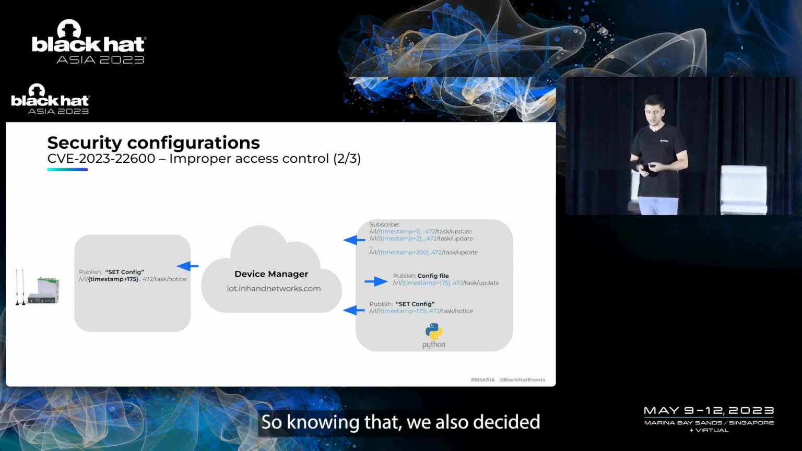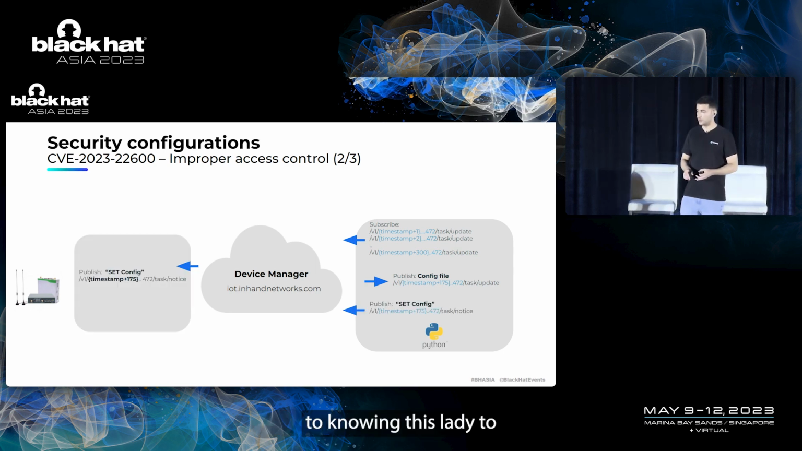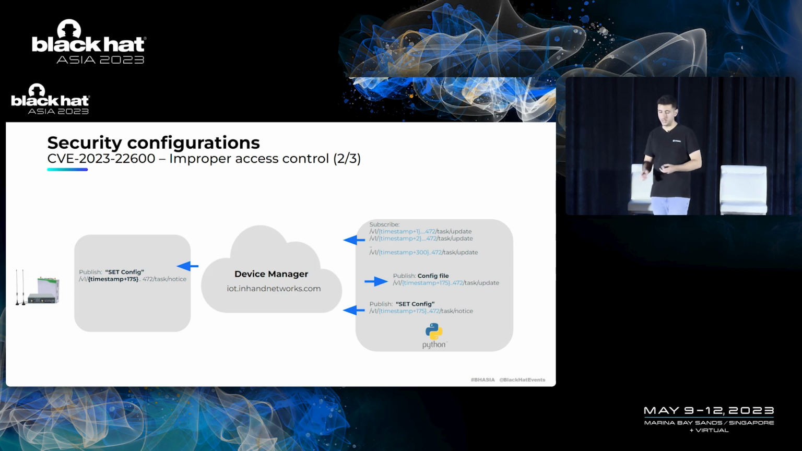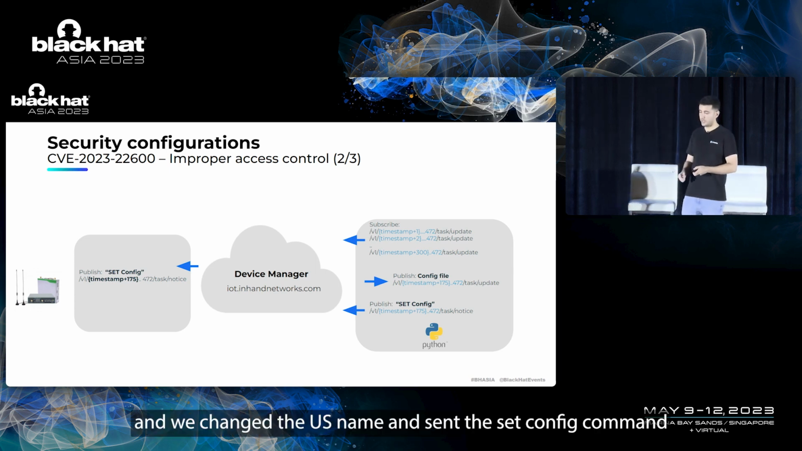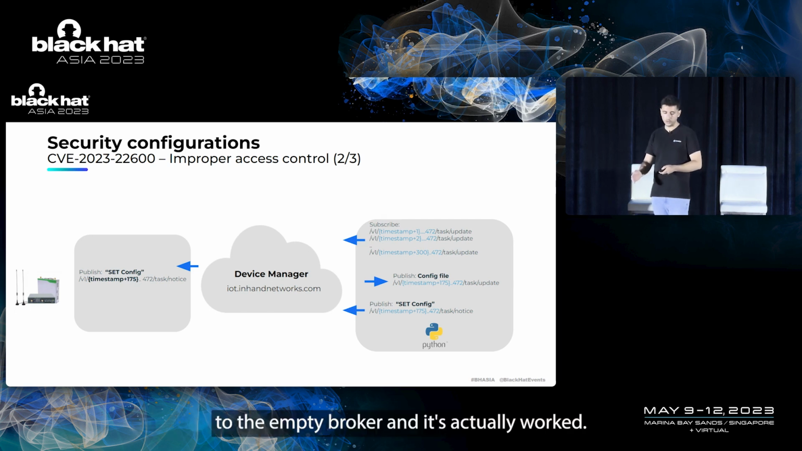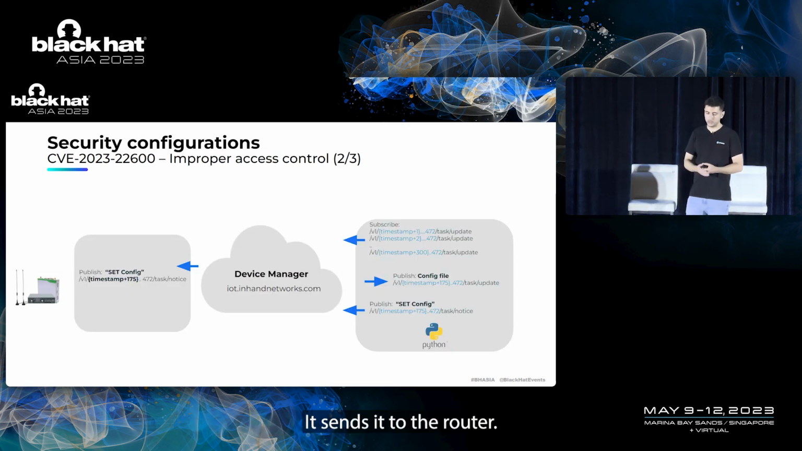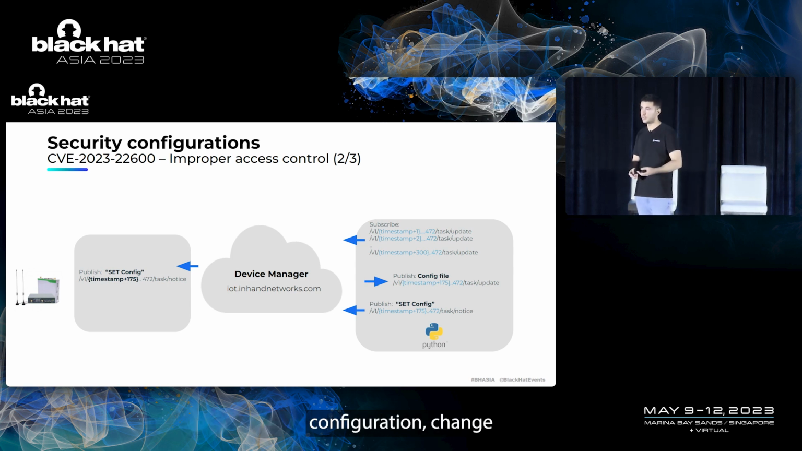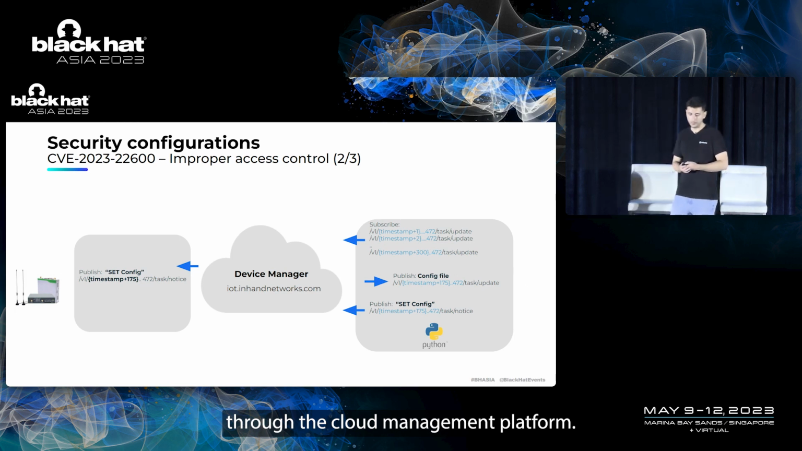So knowing that, and knowing its ID, we also decided to change the configuration, since the configuration is not encrypted. We changed the host name and sent the setconfig command to the MQTT broker, and it actually worked. It sent it to the router. So knowing the ID of the router, we can read this configuration, change it a little bit, and inject it back through the cloud management platform.